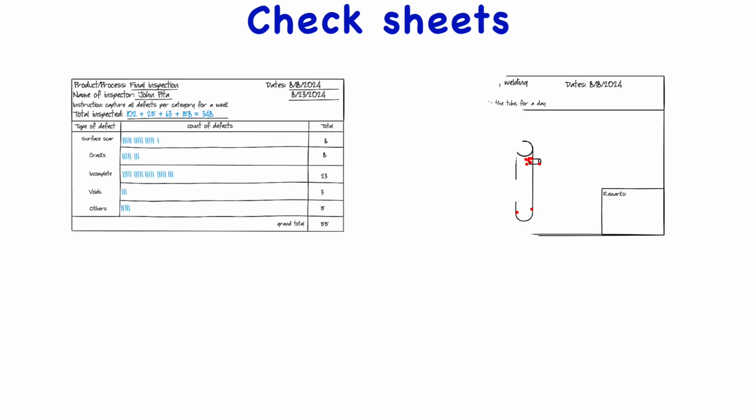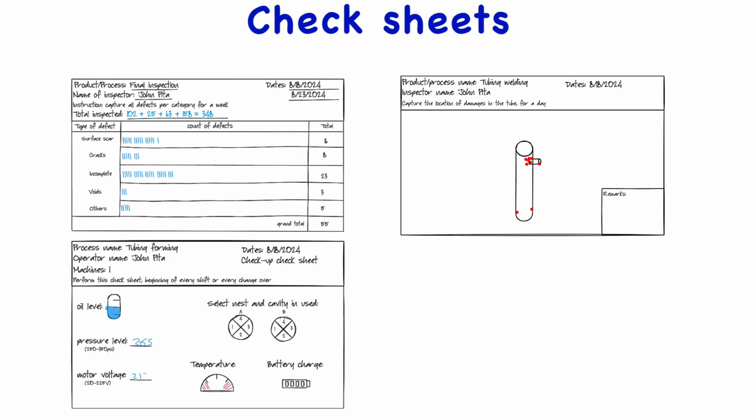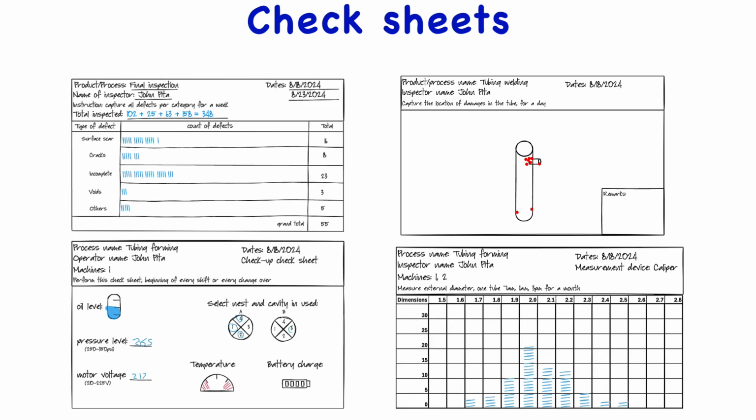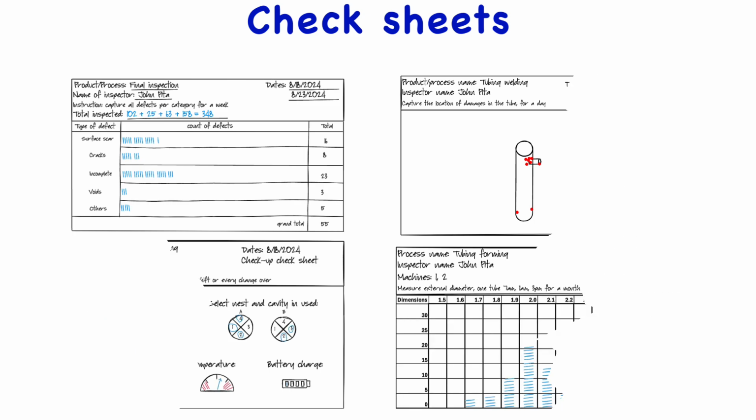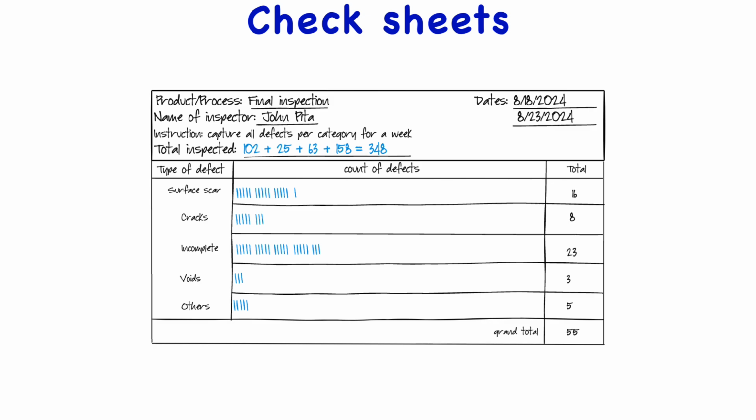One of the biggest advantages of check sheets is that they are easily adaptable to a wide variety of purposes. Four of the most common types are defective item, defect location, process distribution, and checkup check sheet. I will show you how to create a defective item check sheet from scratch using this hand-drawn example.